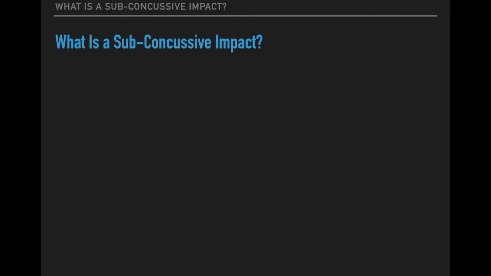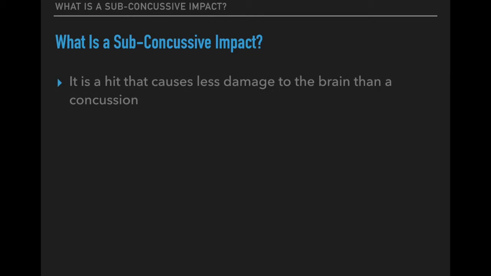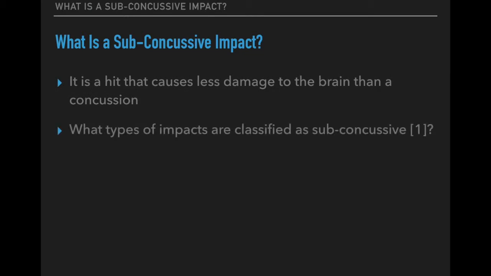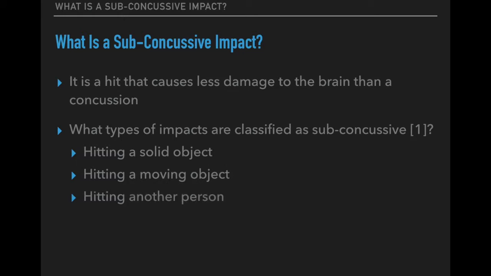Subconcussive impact is defined as a hit that causes less damage to the brain than a concussion. And now you may be asking yourself, what kinds of hits cause this type of damage? Perhaps you hit your head on the ground after falling down. Or maybe you hit a ball into the net using your head while playing soccer. Or maybe you're tackled by the opposing team when you play football.